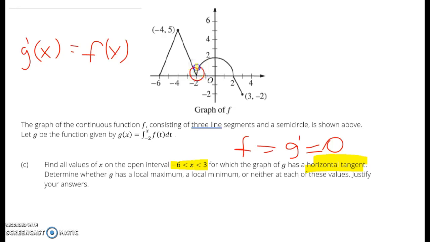So looking at this, I see a root right here and another one right here. So the first thing I'm going to do is just say that the horizontal tangent lines exist at x equals -2 and x equals +2. And that's because g prime equals 0. So from there, I've established 1 point.